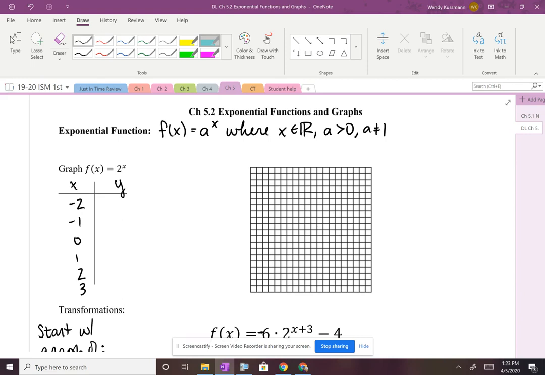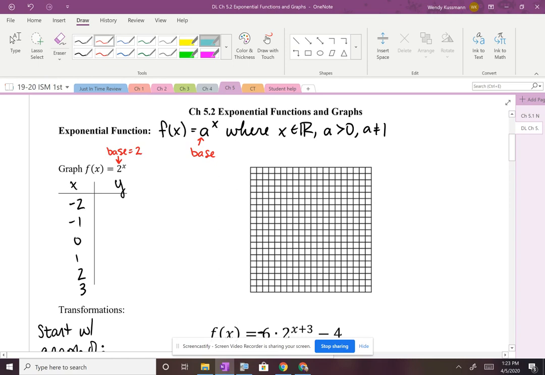So something else important here is that a is called the base. It doesn't give any transformation, it just tells you what you're multiplying by every time. So in our first example, y equals 2 to the x, your base is equal to 2.